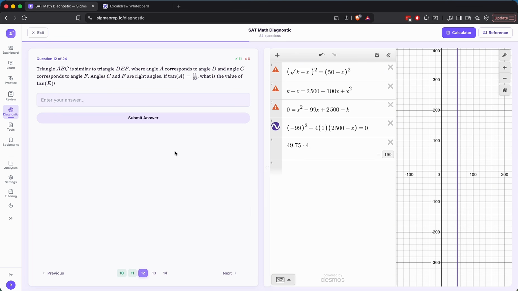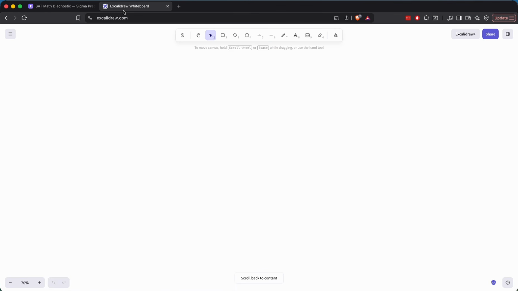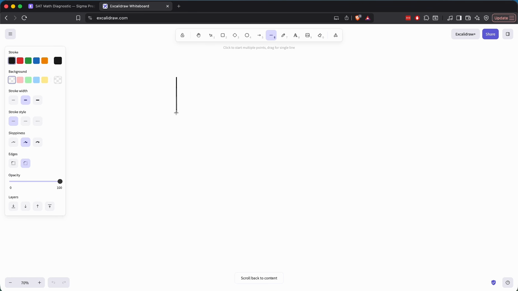That's it. Next one. All right, similarity is a big thing on this test. You've got to know your similarity. ABC is similar to DEF. Angles C and F are the right angles. Tan A is this. What's the value of tan E? Okay, so similarity. We can sketch this out. I will draw these two triangles over here. So that's one side. Let me make this other side, and then the third side.